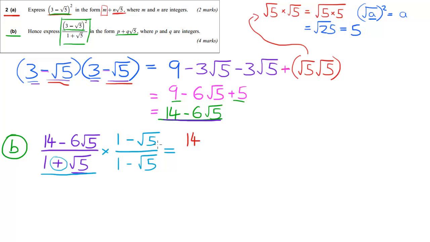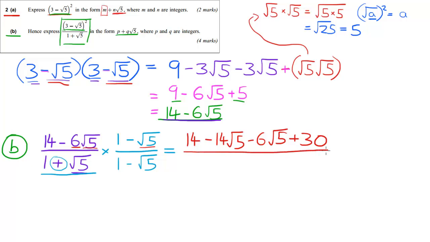So we have 14 times 1 is 14, then minus 14 root 5, then minus 6 root 5. I know this still looks ugly on the top, but we'll sort it out in a moment. And then minus minus, so plus 6 times root 5 times root 5. Root 5 times root 5 is 5, so we're going to get plus 6 times 5, which is 30. And that's our numerator.